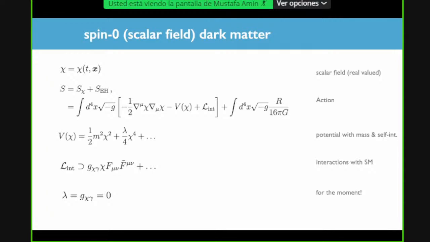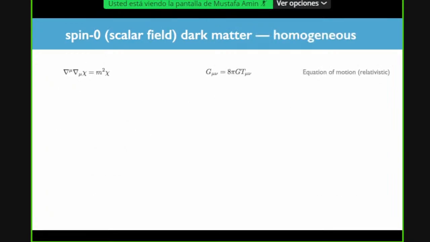The action, including gravity, is written on the second line. It included a potential which had a mass term, because we need the dark matter particle to be massive, otherwise it can't be non-relativistic. And we had an interaction term both with itself and with potentially the standard model. In this first treatment, I told you that we are going to ignore these self-interactions lambda and this coupling to other standard model fields. So that's where we were. Varying the action with respect to the field chi or the metric, you get Einstein's equations here, and you get the Klein-Gordon equation on here.